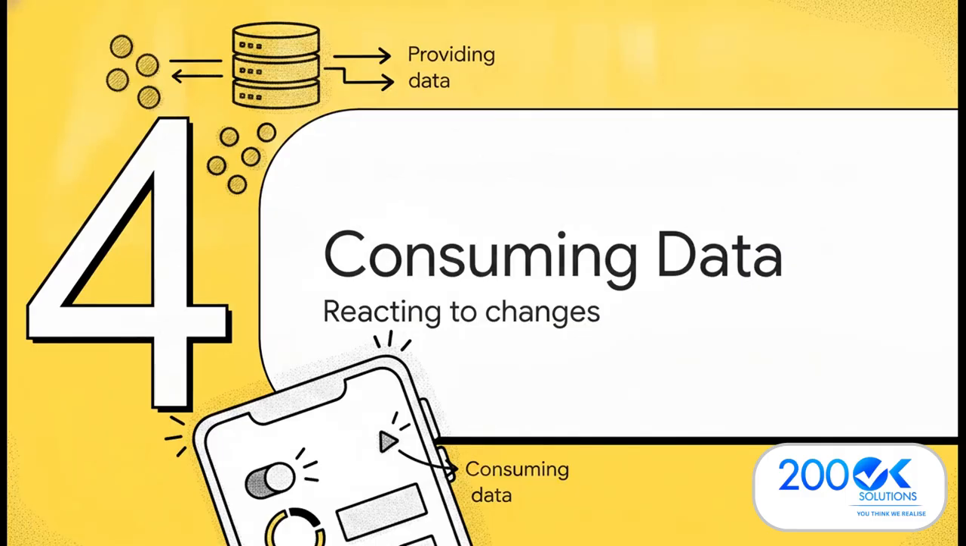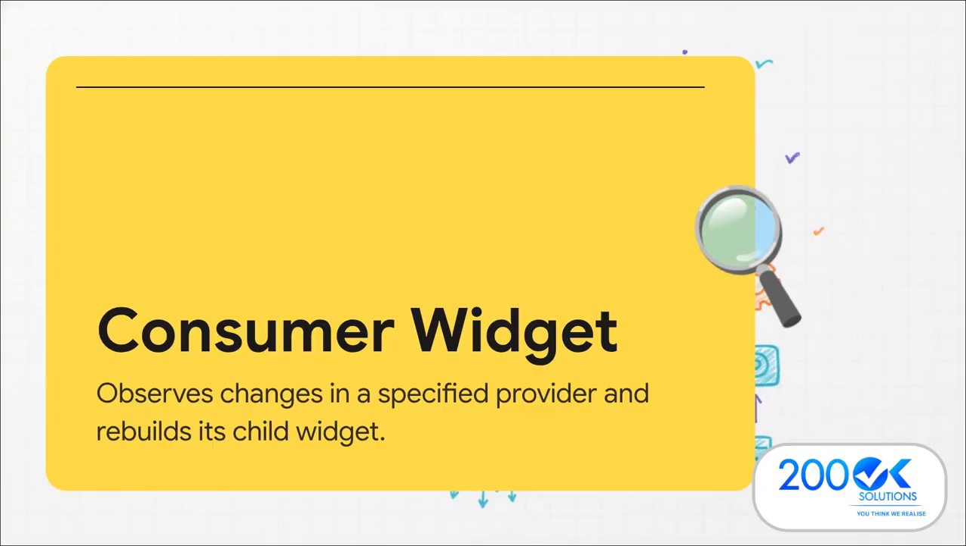Let's move to section 4, consuming data, reacting to changes. Let's see how this builds out when we hit step 4, the Consumer widget. Setting up the provider is really only half the battle. Now we need to make the user interface actually react to our data. The Consumer widget actively observes changes in a specified provider and then rebuilds its child widget the moment the state changes.